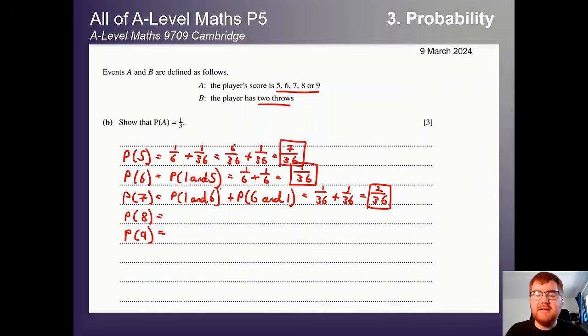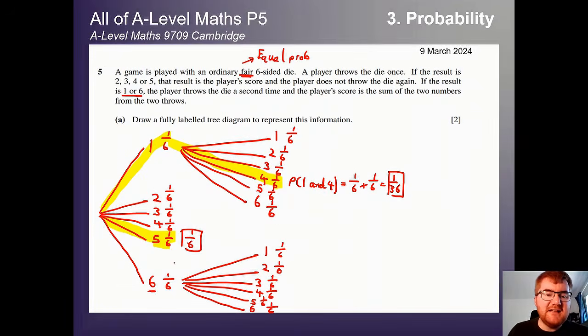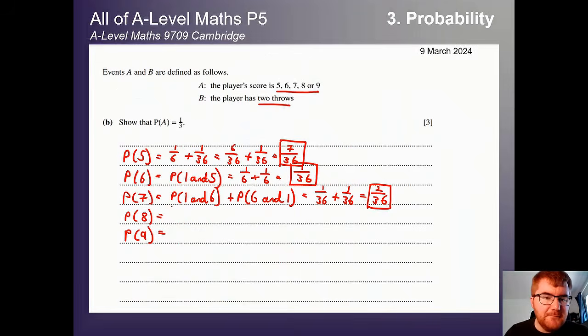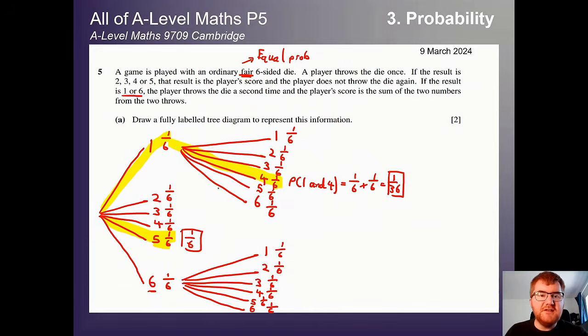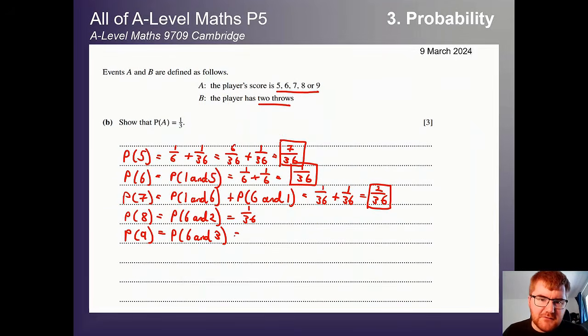Then we've got the probability of an 8. The only way of getting 8 is 6 and 2. So the probability of 6 and 2 gives us 1 out of 36. And then 9 is only 6 and 3. Notice with 1, we can't get to 9. There's no other number that we can add to get to 9. And that's also equal to 1 over 36. So we've got all our answers there, and all we need to do is add them together.